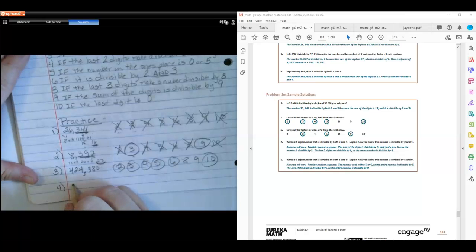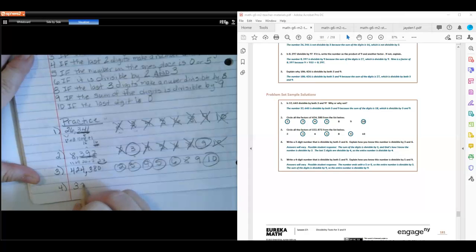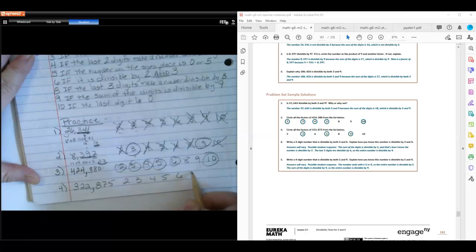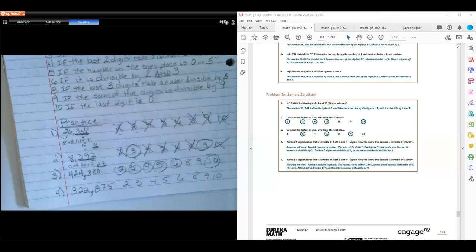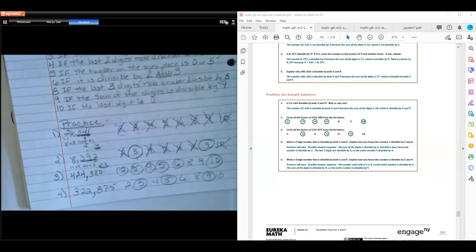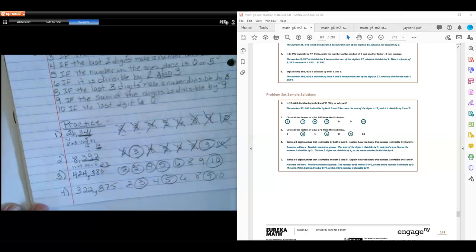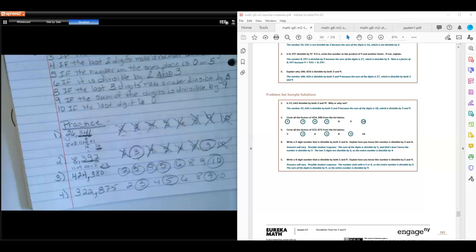Last one before you can go on to your math practice. We have 322,875. So for 2, 3, 4, 5, 6, 8, 9, 10, which ones can we divide by? All right, 3, 5, and 9. That's what you should have come up with, 3, 5, and 9. So go now into your math practice for 2.16, 2.17, and get her done!